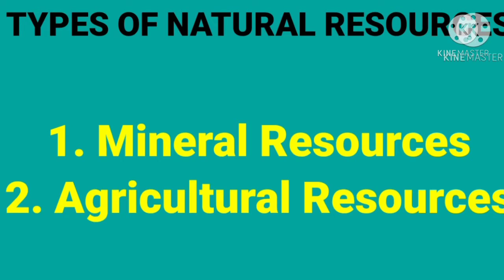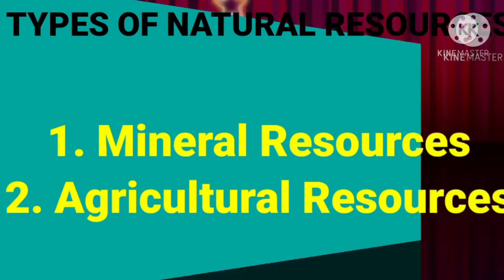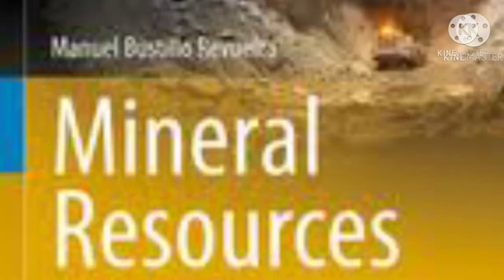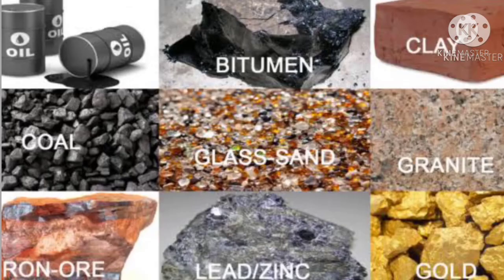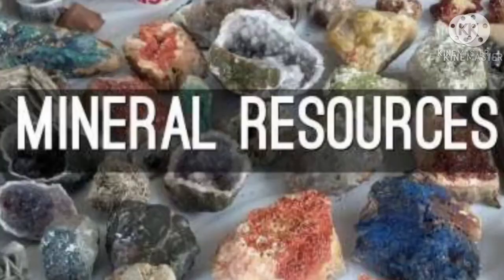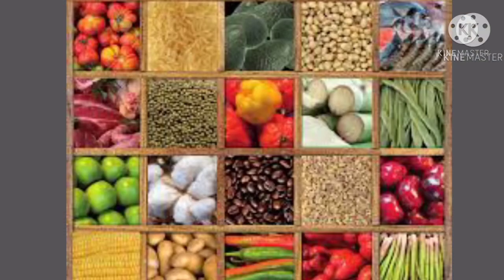Basically, there are two types of natural resources. We have mineral resources and we have agricultural resources. Okay, let's take a look at the mineral resources. We have crude oil, as you can see. We have bitumen, clay, coal, glass sand, granite, iron ore, lead, zinc, and gold. So we're going to take these mineral resources one after the other and we'll see all their uses.